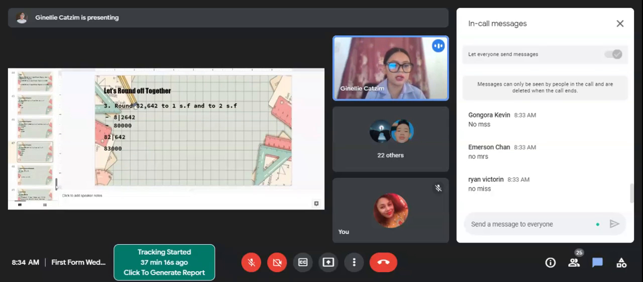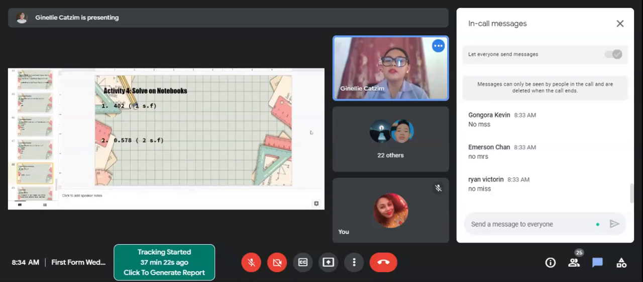Just let me look at the slide here. Okay. So you are to solve in your notebook just 2 questions. I'll give you 2 to 3 minutes. I think that is more than enough time, and then you share your responses. Number 1 is 402 to one significant figure, and then we have 0.578 to two significant figures. Let's do that on your own, and then we share your responses.